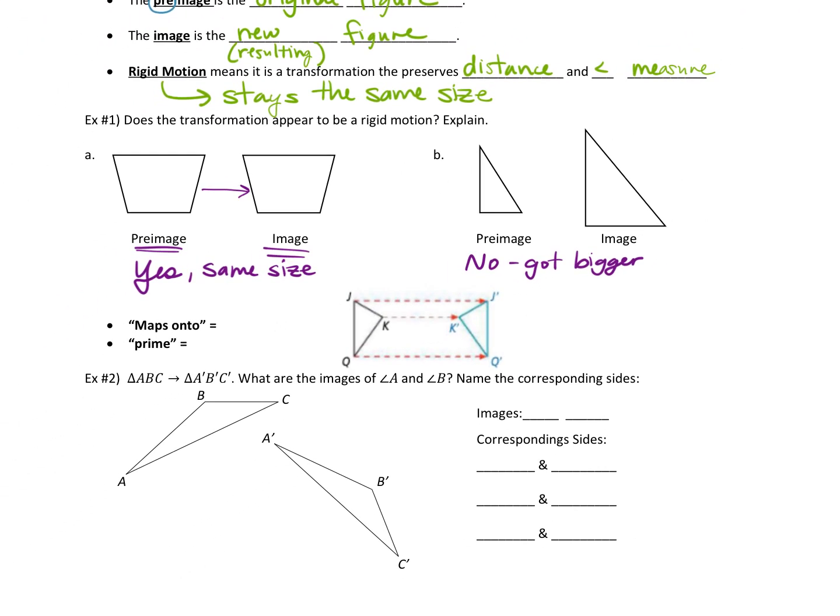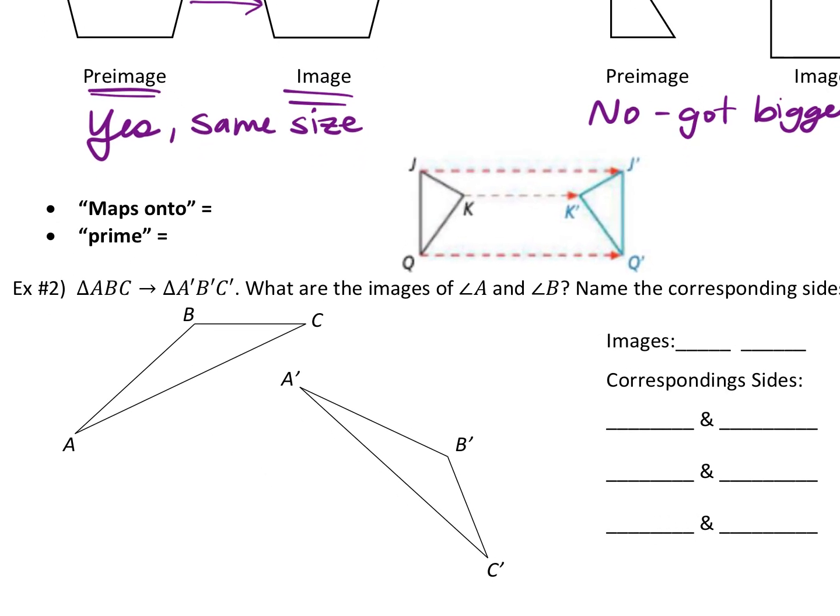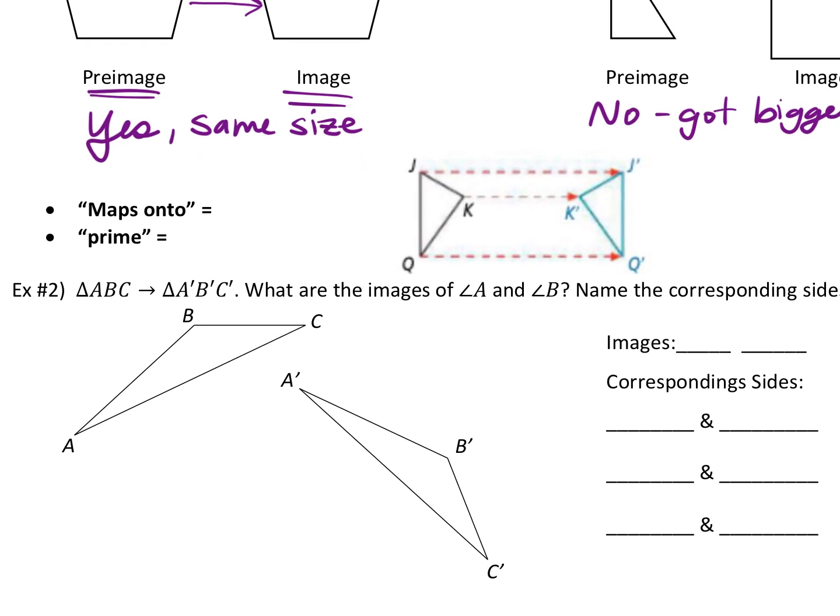Okay, now here's a couple symbols that you're going to see in this chapter. I want to make sure you understand what they are. When you see an arrow, you're going to think maps onto. Whenever you see an arrow pointing to the right, that means maps onto. So they'll say triangle ABC, then an arrow, triangle A prime, B prime, C prime. They're saying this triangle ABC mapped onto or became A'B'C'.